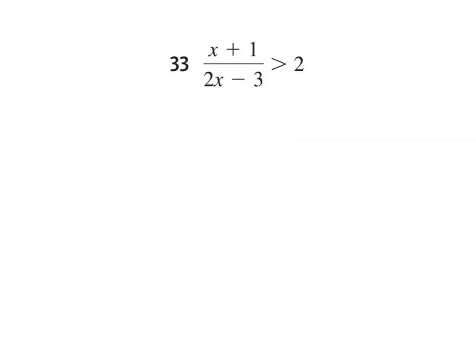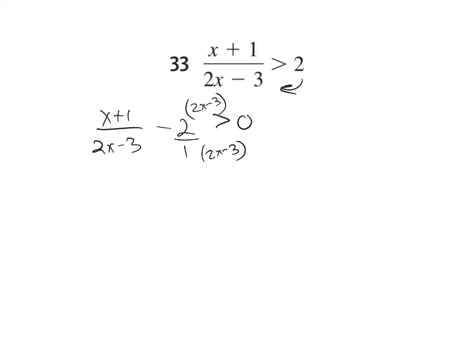All right, here's the problem. This one, these get difficult. Everything has to be set equal to 0, so we've got to subtract the 2 to the left. And now it's greater than or equal to 0, but now you've got to get a common denominator. Adding fractions together from chapter 1. So this is missing the 2x minus 3.